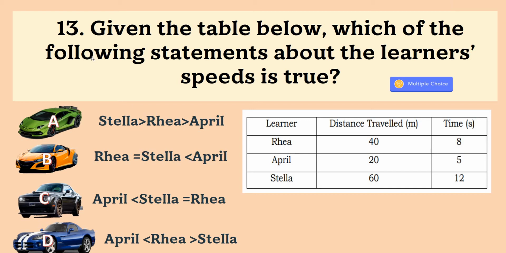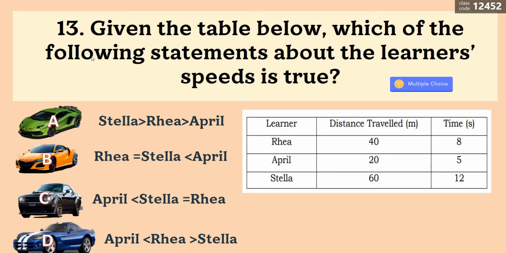Is it A? Stella is greater than Rhea, which is greater than April. B. Rhea is equal to Stella and less than April. Or letter C, April is less than Stella. Stella is equal to Rhea. Letter D, April is less than Rhea, but Rhea is greater than Stella.